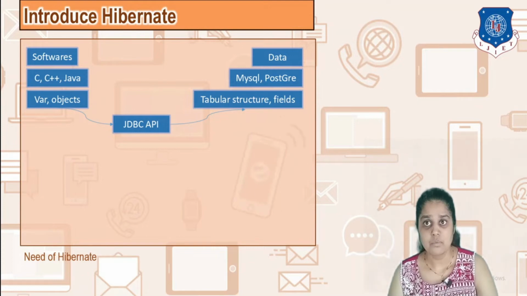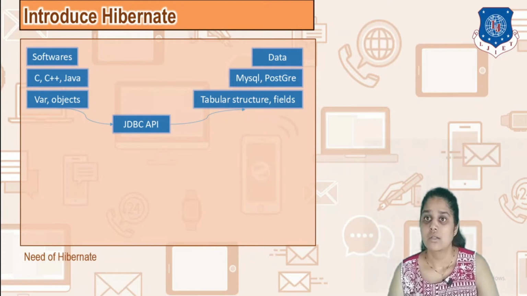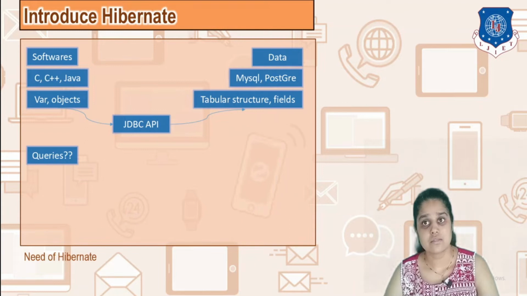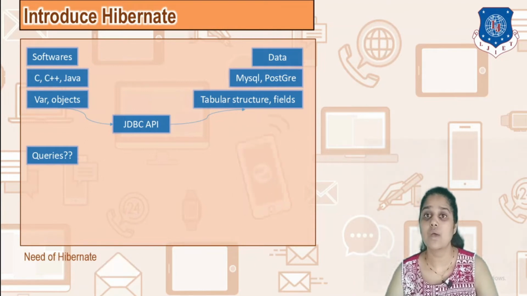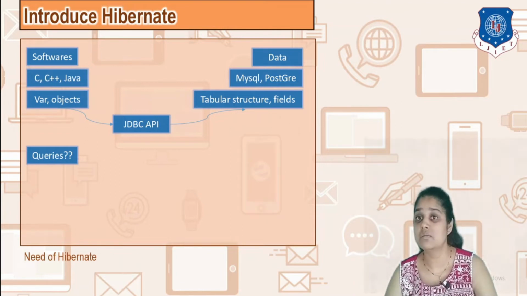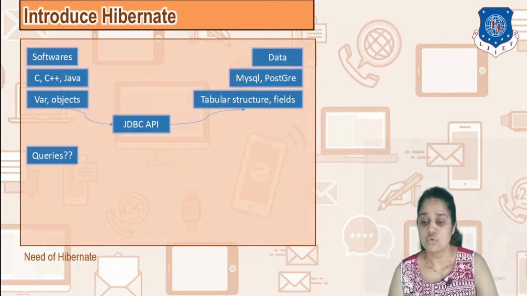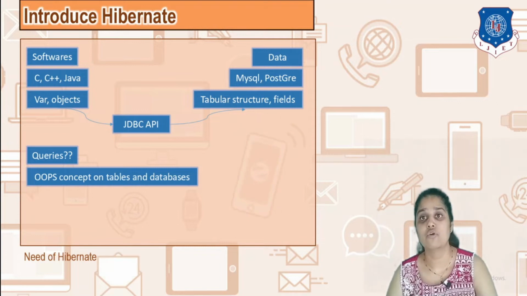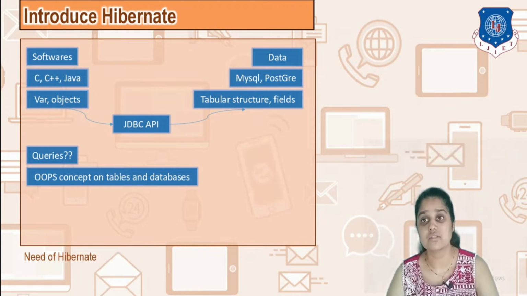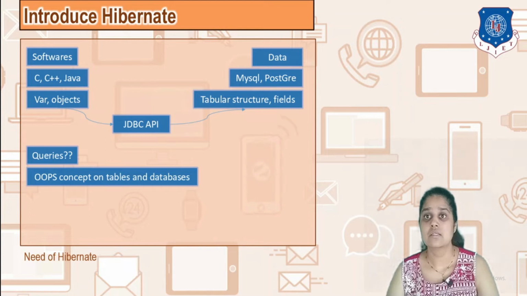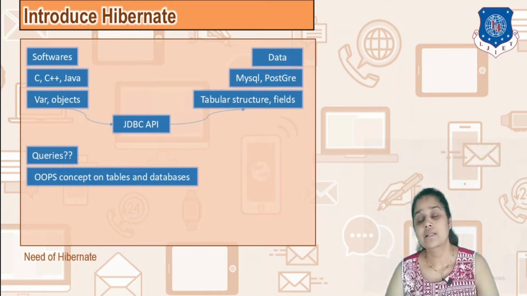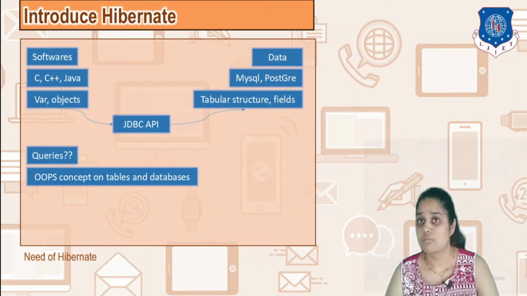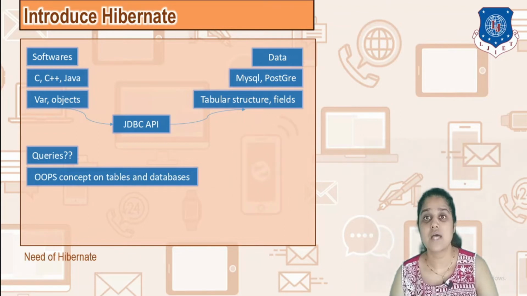Now this had a particular disadvantage. What if you don't know queries? If you are not familiar with queries, you won't be able to use this JDBC API. Also, what if you want to apply all the object oriented concepts, like encapsulation, polymorphism, inheritance? If you want to apply all these features onto your table, then the JDBC API will not be useful. So in that case, you are supposed to use Hibernate.